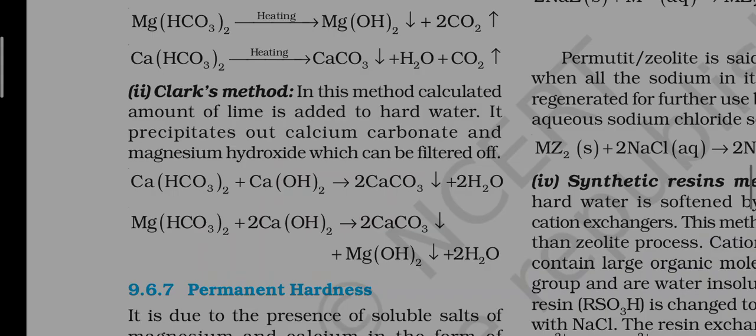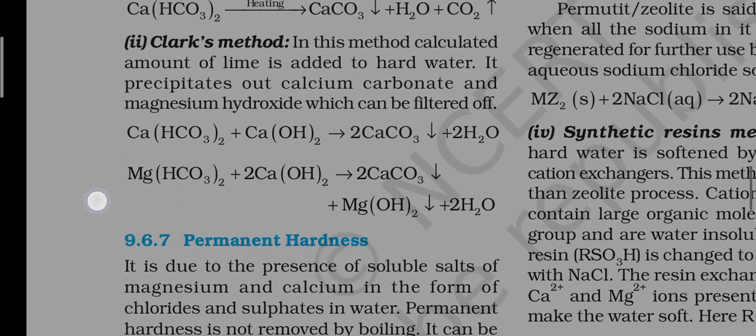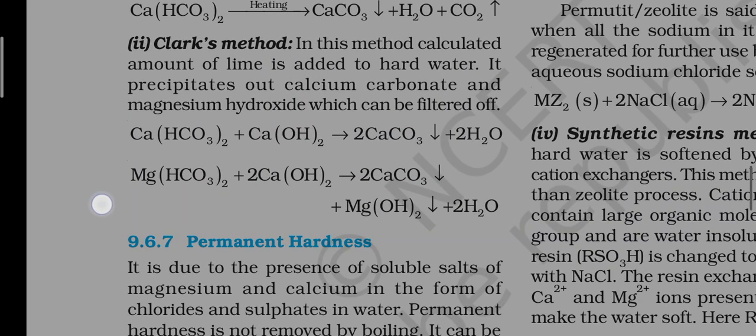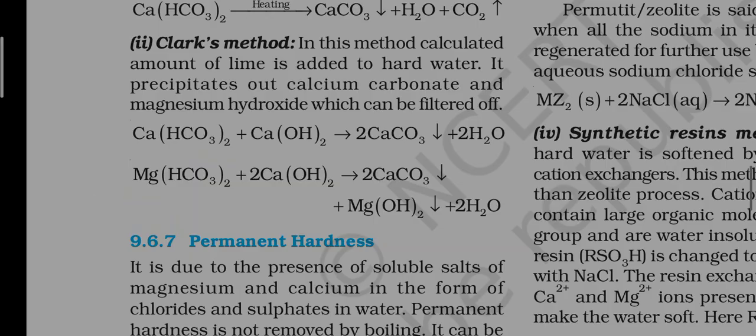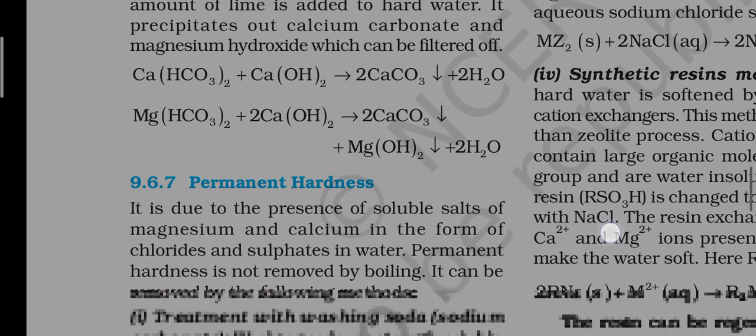Next method is Clark's method. In this method, a calculated amount of lime is added to hard water. It precipitates out calcium carbonate and magnesium hydroxide, which can be filtered off.